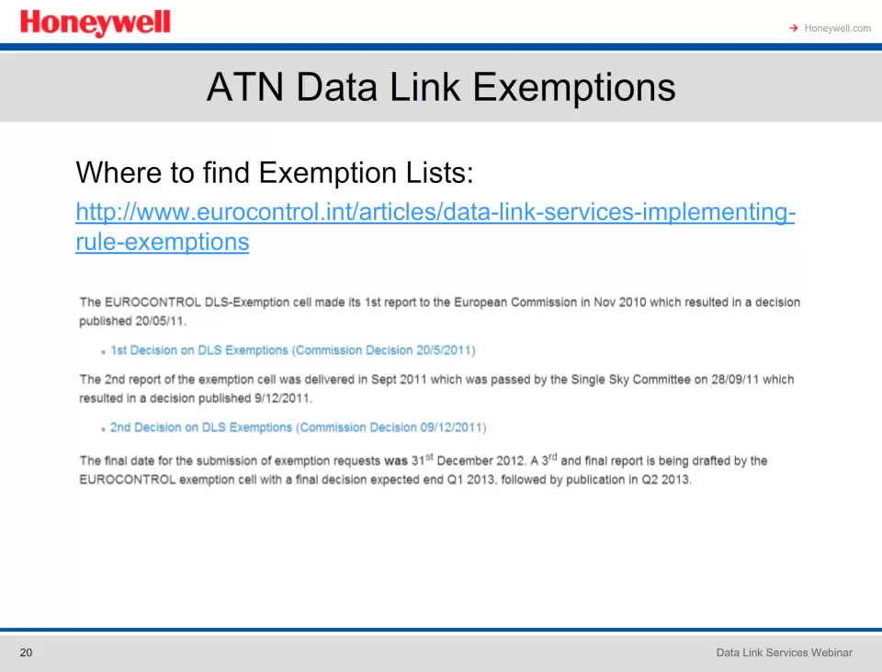The hyperlink at the top of the slide is for Eurocontrol's Link 2000 program and is a great resource in determining if your aircraft qualifies for exemption. On the site, there is a Data Link Services implementing rule which contains lists of aircraft types that have been granted exemption by formal applications by the aircraft manufacturers. There are currently two lists available. First decision, released May 2011, and second decision, released December 2011. A third and final list is expected to be released in the near future.